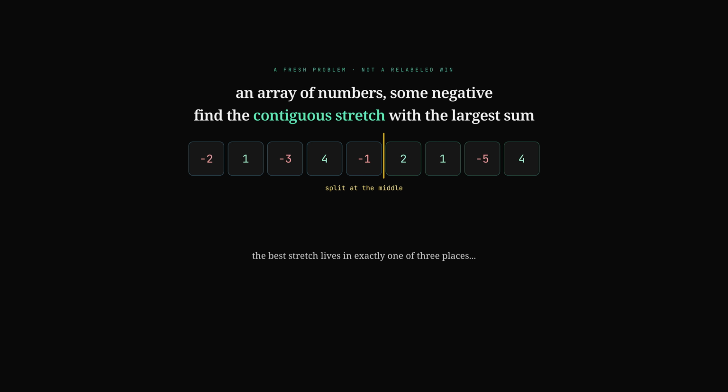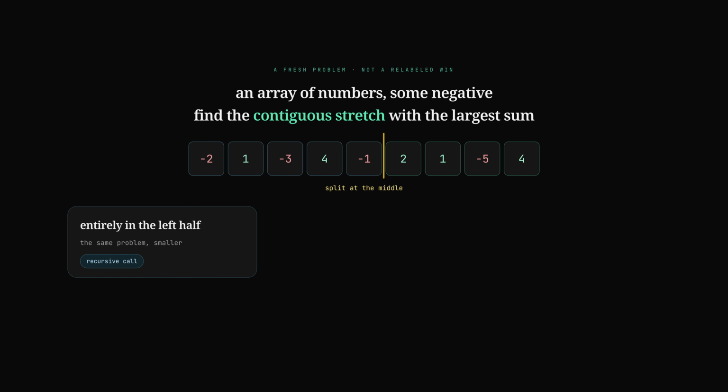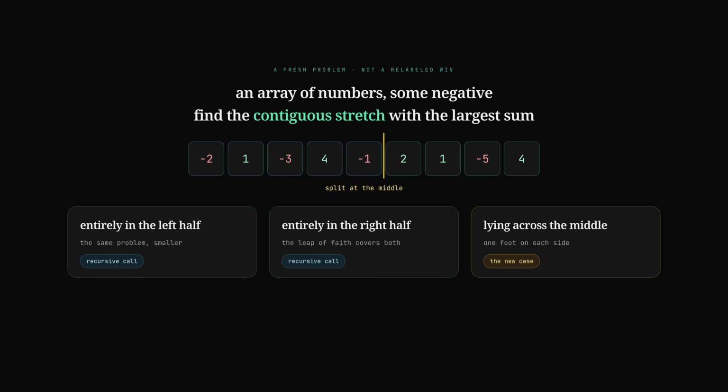The best stretch now lives in exactly one of three places. Entirely in the left half, which is the same problem, smaller, recursive call. Entirely in the right half, recursive call, the leap of faith covers both. Or lying across the middle, 1 foot on each side. That third case is the only new work we have to do, the combine.